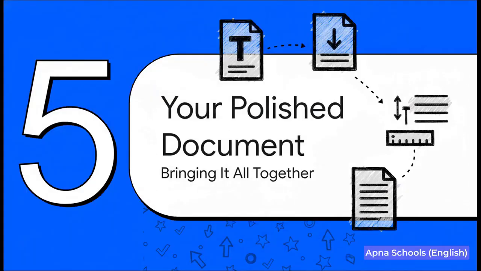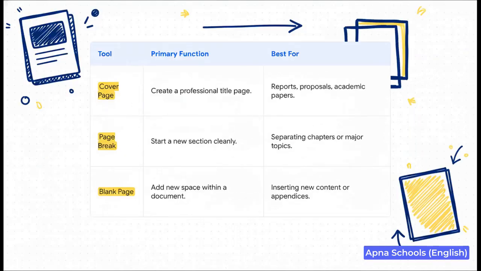So let's bring it all together. With just those 3 simple tools, we've taken what might have been a flat wall of text and turned it into a document with a polished, professional structure that's ready to impress anyone. And here it is, your new 3-tool tune-up toolkit. You've got the cover page for that strong first impression, you have the page break to keep everything organized and flowing nicely, and you have the blank page for adding new stuff on the fly. These are really the building blocks for any great document layout.